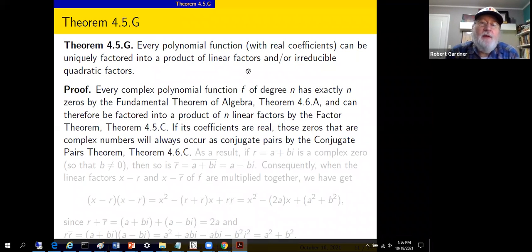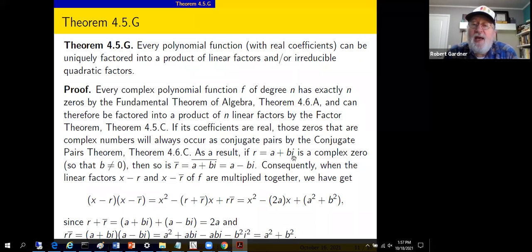Okay. Every complex polynomial function f of degree n has exactly n zeros, by the fundamental theorem of algebra, and therefore can be factored into a product of n linear factors by the factor theorem. If its coefficients are real, these zeros that are complex numbers will always occur as conjugate pairs by the conjugate pairs theorem.